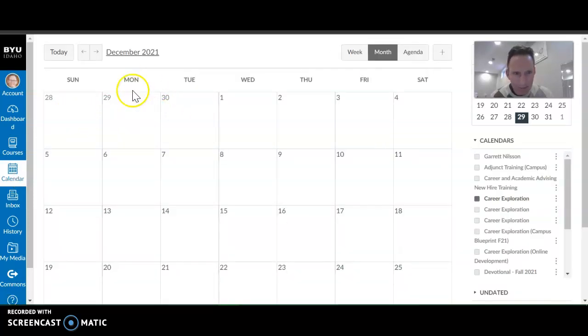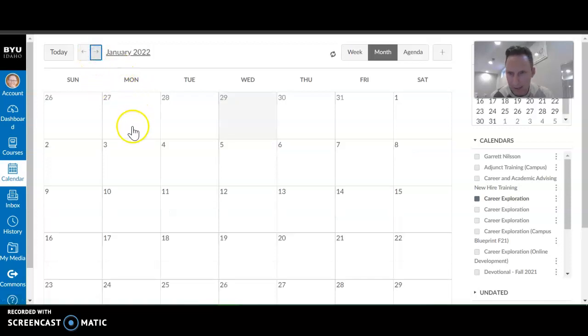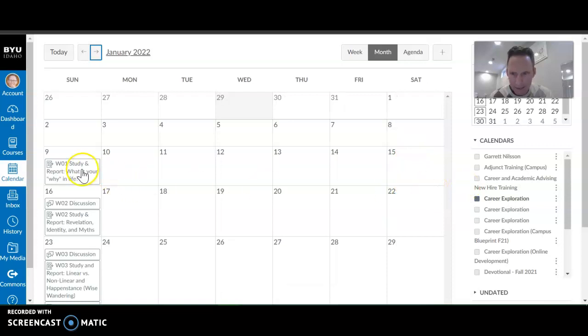It's coming up with December because it's still the 29th for me right now, but as I advance into January, then I start to see it. Make sure I've got the right course selected, that's for fall. It's kind of difficult to tell which one, but if it's the one that has due dates in January and beyond, that's probably the one.